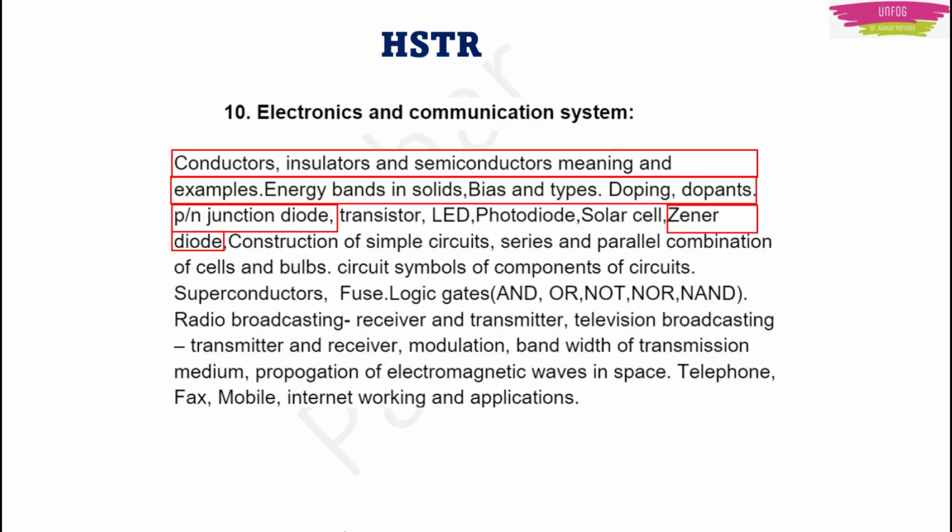I will talk about conductors, insulators, semiconductors, their meaning and examples, energy bands in solids, and then bias types, doping, dopants, the PN junction diode, then the Zener diode. Actually, they have not given it in order. If they had, the Zener diode should have come first, then LED, photodiode, solar cell, and then the transistor. Because they are all interrelated, right? Without discussing the basics, we cannot go for higher explanation. So I am following the order which I am comfortable with.